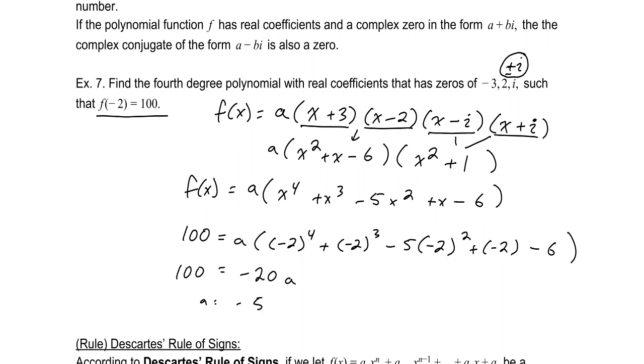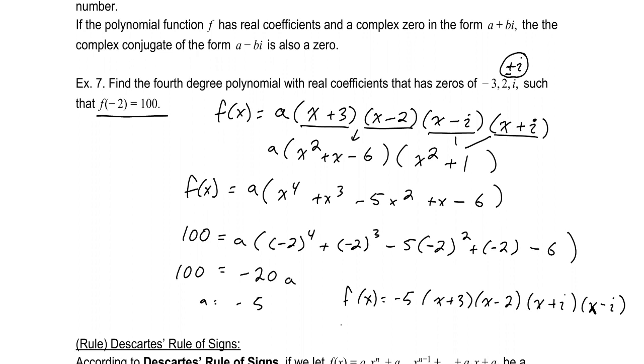And if we divide by negative 20, a must be negative 5. So our function f of x equals minus 5 times x plus 3 times x minus 2 times x plus i times x minus i. And that is the simplest form of that.